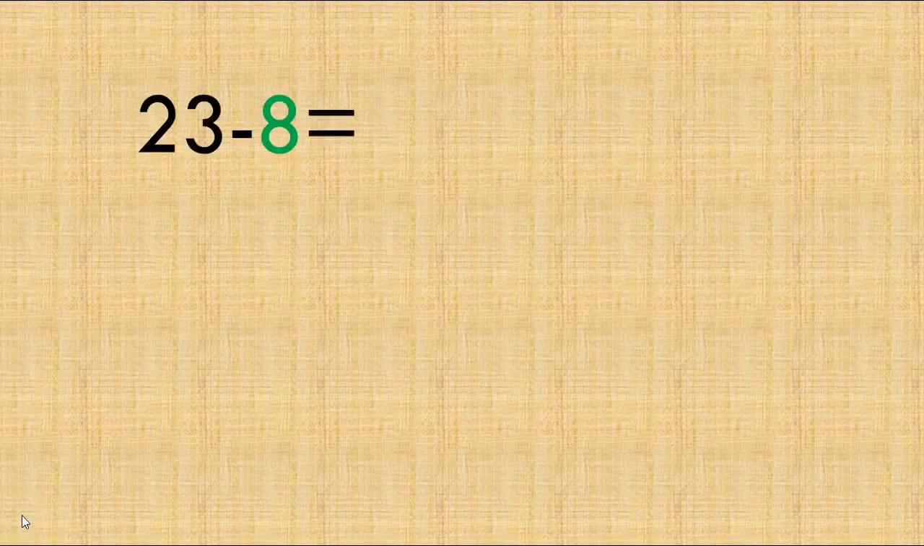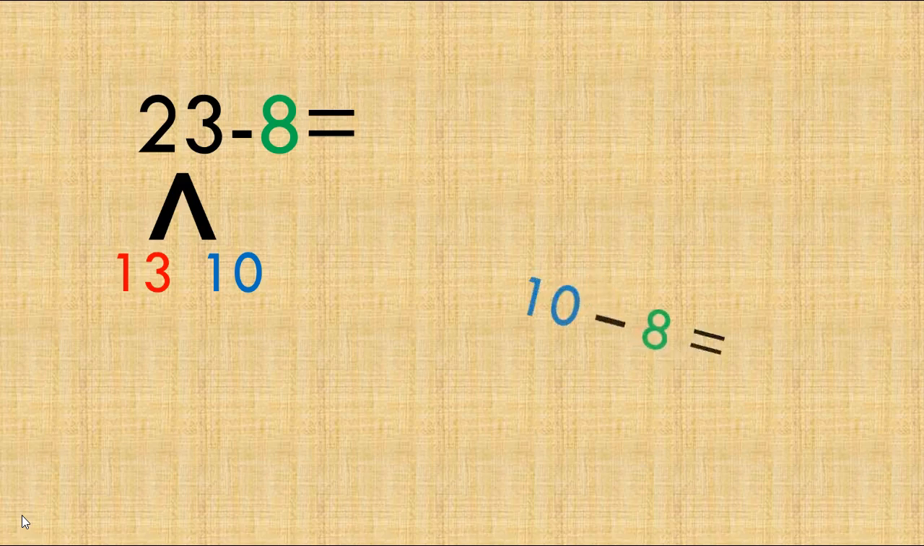Okay, so here's our next number sentence. 23 minus 8. So what do we need to do first? We need to break up this 23. I'm going to take 10 out of it, and then I'm going to have 13 left. So my first number sentence is 10 minus 8. So I need to take this 10 right here and this 8 and make 10 minus 8. What is 10 minus 8?